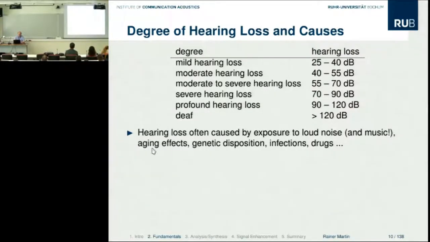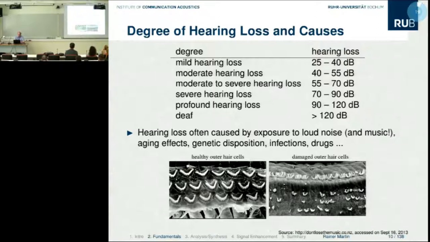But also aging effects, as explained earlier, genetic disposition, infections, drugs. So some antibiotics are ototoxic. They should not be used, but have been used in some countries in the past.